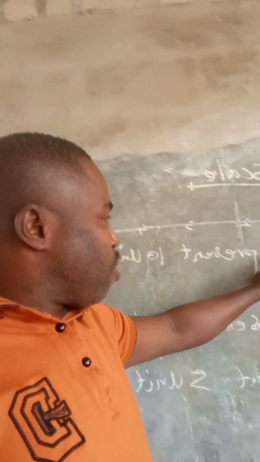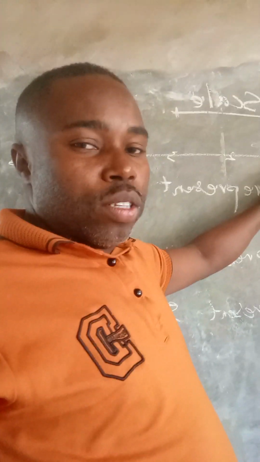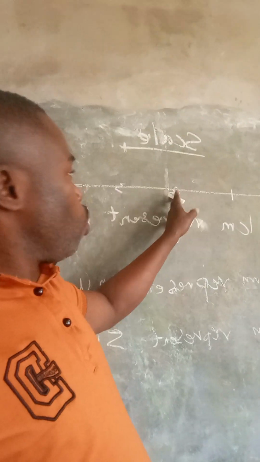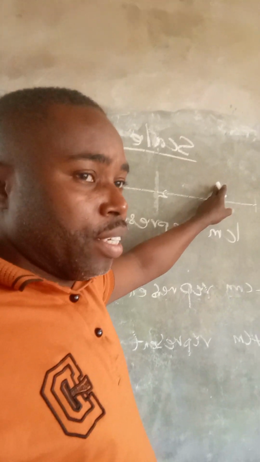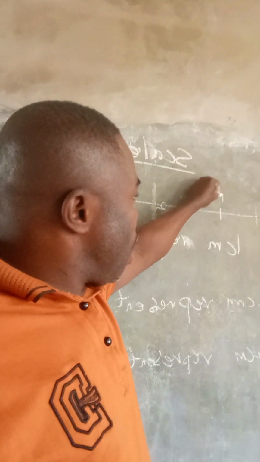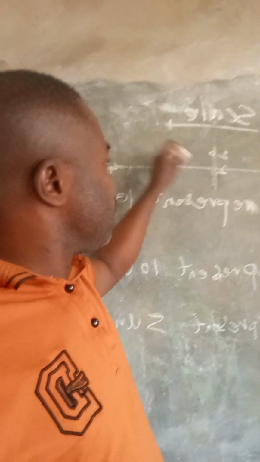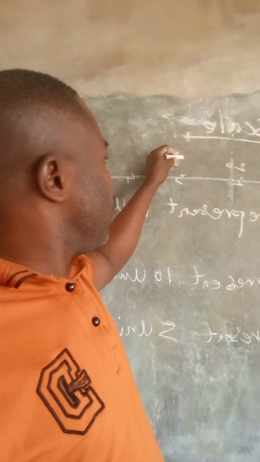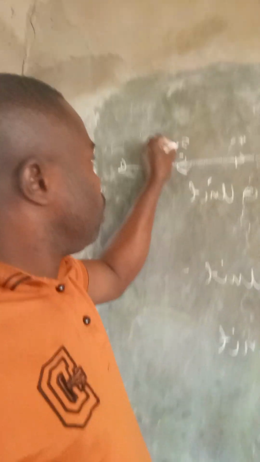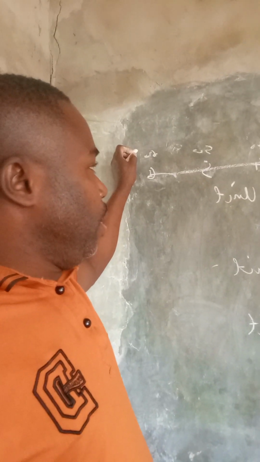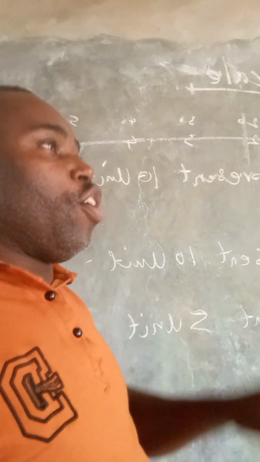One centimeter represents 10 units. Are you with me? So from here, it's 1 centimeter, isn't it? 2 centimeters, 3 centimeters, 4 centimeters. So 1 centimeter from here represents 10 units, isn't it? So what do we have here? 10, isn't it? We have here what? 20, isn't it? What do you have here? 30. Very good. What do you have here? 40. What do you have here? 50. Are you with me?